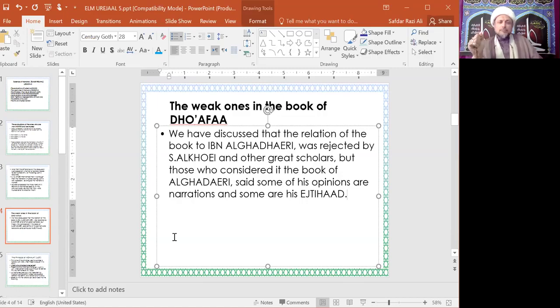We have discussed the relation of the book to Ibn Ghadairi. We said Sayyid al-Khoury said it is not by Ibn Ghadairi. Who made that link? The Hillis were the first to create the link. Ibn Tawus used it, but Allama and Ibn Dawood, their students, related it.